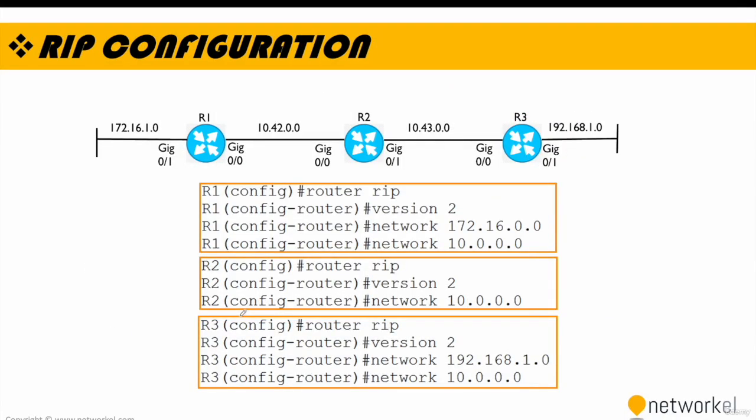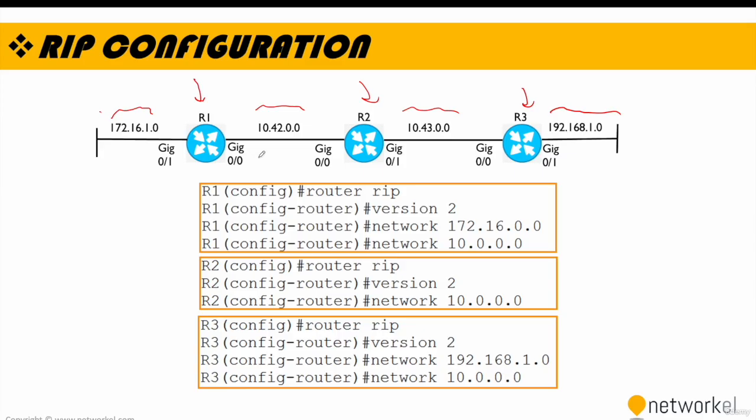How do we configure it? Okay, that is pretty much basic, to be honest. So here I have this network. We are having a look at how I can configure RIP for router 1, for example. 172.16.10 and 10.42.0.0 are the networks for router 1. For router 2, I have this network as well as this network. Router 3, I have this as well as this network. So configuration is very much basic.